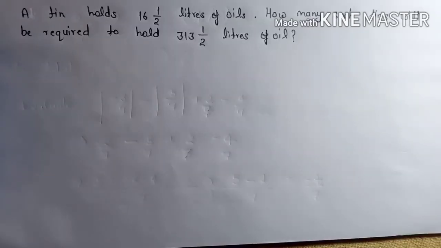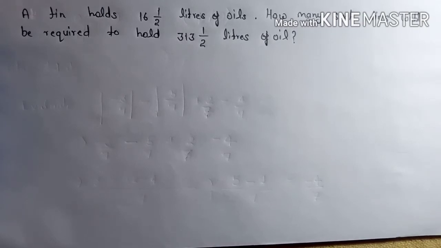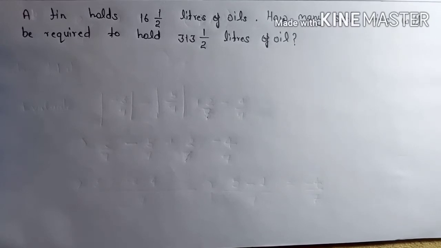And we have our new question, question number 2. A tin holds 16.5 liters of oil, and how many such tins will be required to hold 313 whole 1 upon 2 liters of oil? So right here, this is a question for the unitary method.